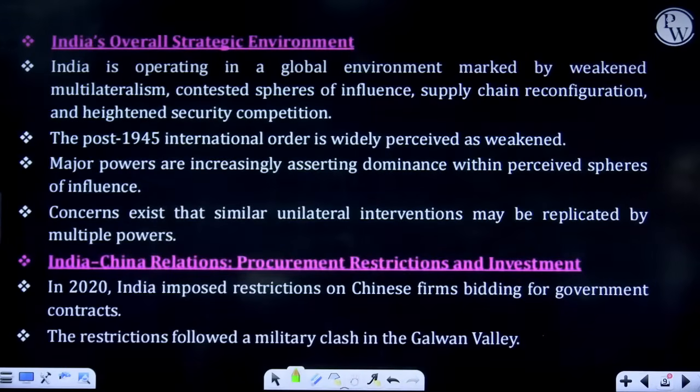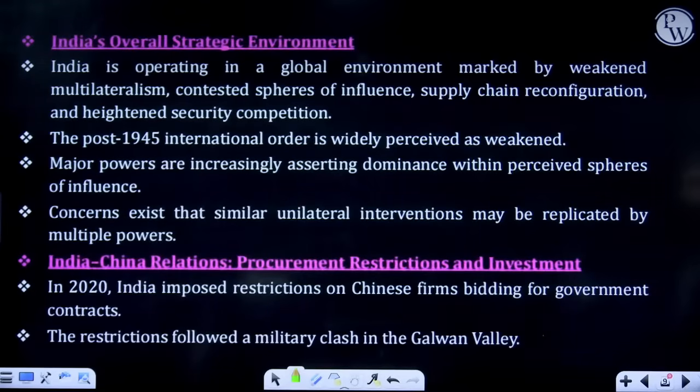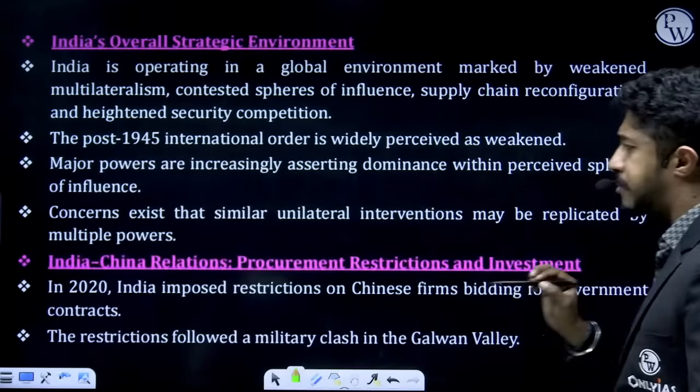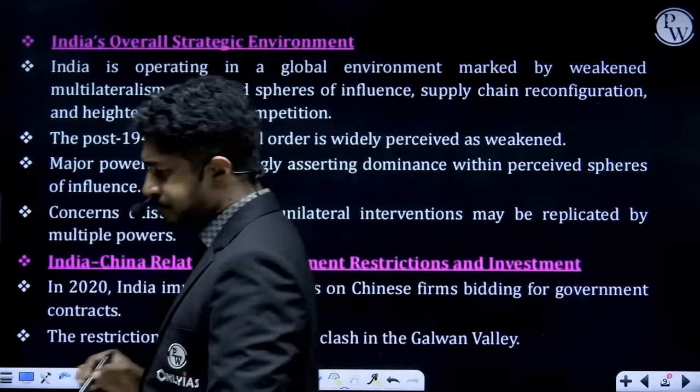India's overall strategic environment. India is operating in a global environment marked by weakened multilateralism, contested spheres of influence, supply chain reconfiguration, and heightened security competition. Post 1945 international order is widely perceived as weakened. Major powers are increasingly asserting dominance with perceived spheres of influence. Concerns exist that similar unilateral interventions may be replicated by multiple powers.